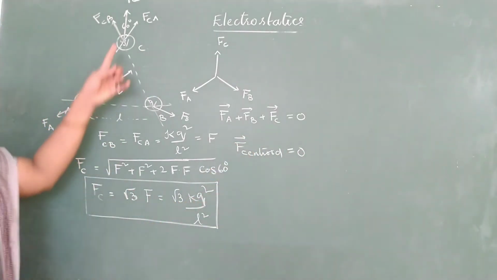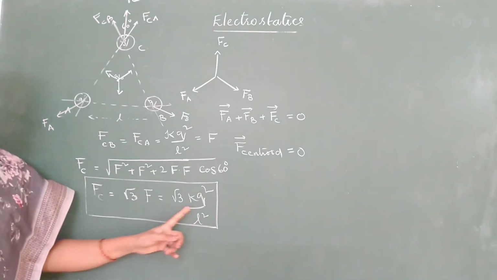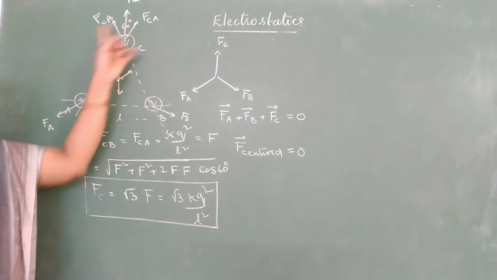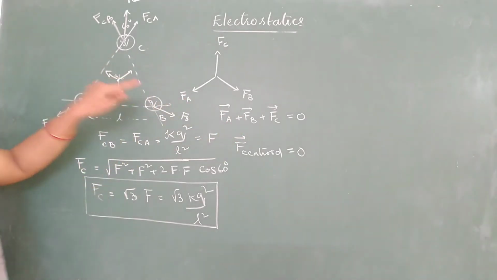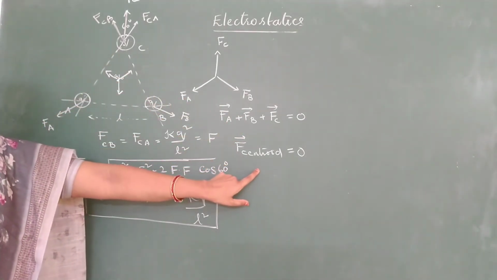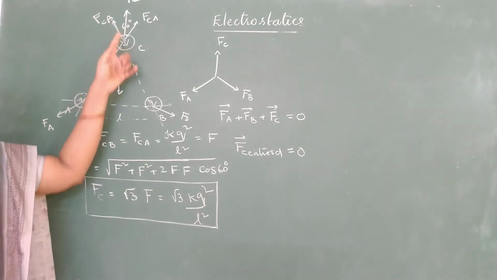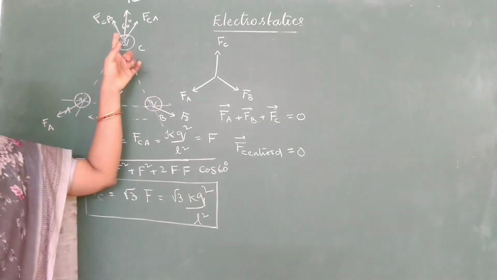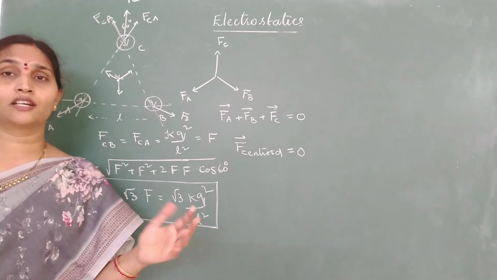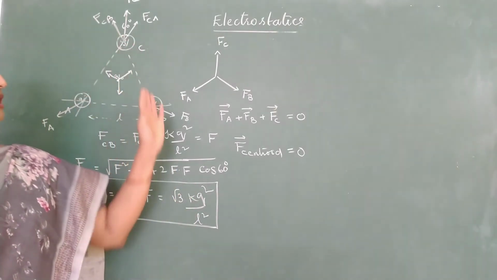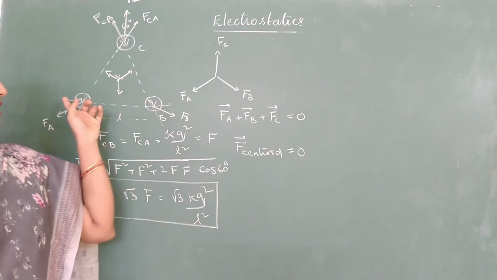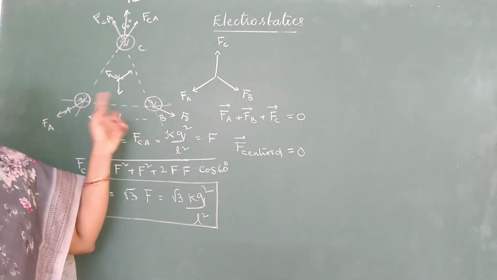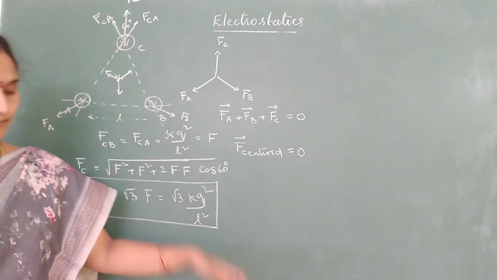So the force on the vertex is root 3 times KQ square by L square. The sum of the 3 forces acting at the vertices is 0. The force acting on the centroid is also 0. So this is for a system containing 3 point charges. And it is not necessary that all the time you will get all the 3 charges equal in magnitude. Magnitude may differ and even the nature of charge may also be different.